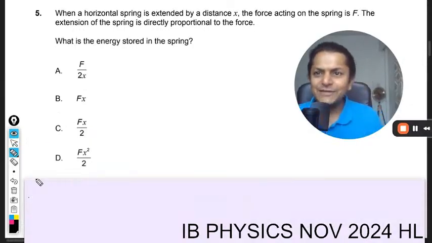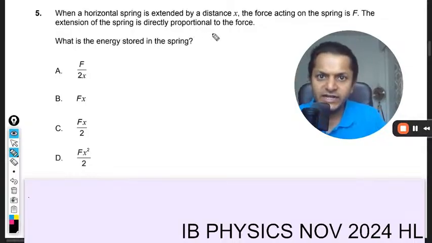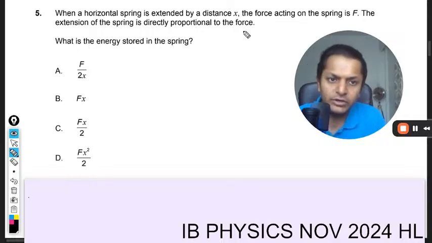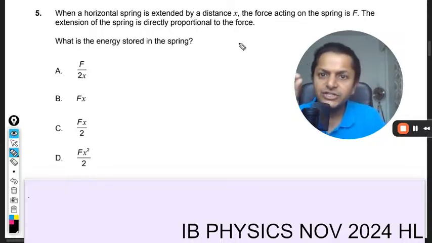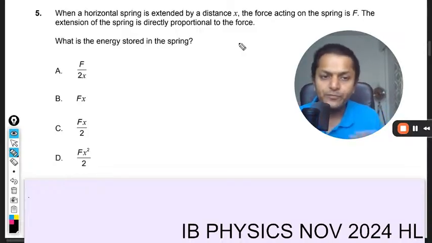Okay, dear student, let's see what is there in this question. When a horizontal spring is extended by a distance x, the force acting on the spring is F. The extension of the spring is directly proportional to the force, which we already know. What is the energy stored in the spring? So you have to find the energy stored in the spring.